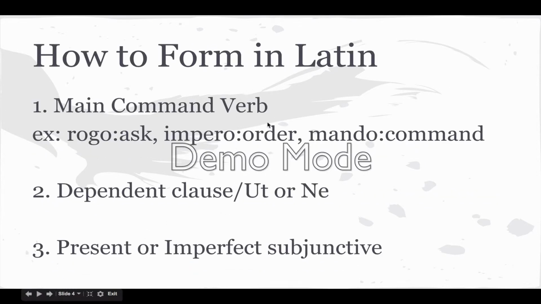When it comes to forming an indirect command in Latin, you first want to think about the main command verb. There are many, but I picked out three of the most common: rogo, ask; imperio, order; and mando, command. After you figure out the main command verb, you want to think about the dependent clause, which will be the second part of the sentence. The dependent clause is introduced, as I said before, by ut or ne, which is "to" or "not." And the last piece is the present or imperfect subjunctive. I'm talking about the verb. In indirect commands, you always have to end in the subjunctive.